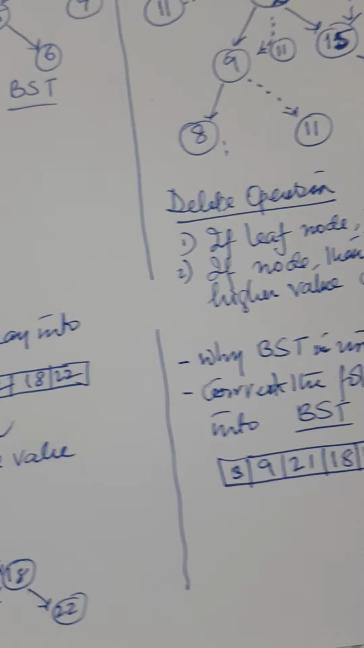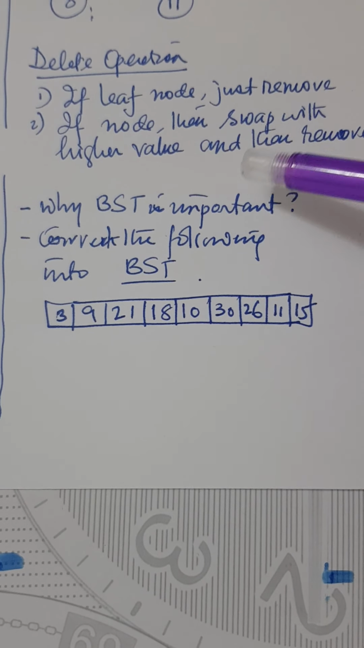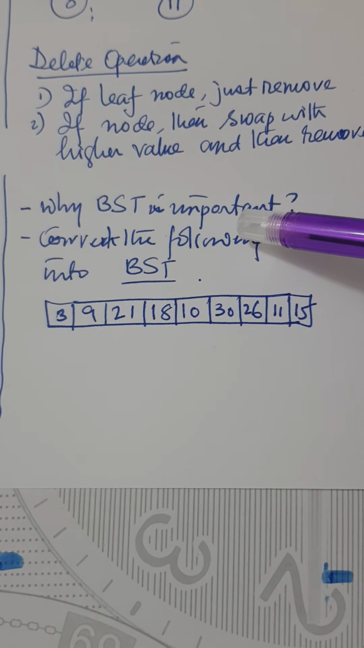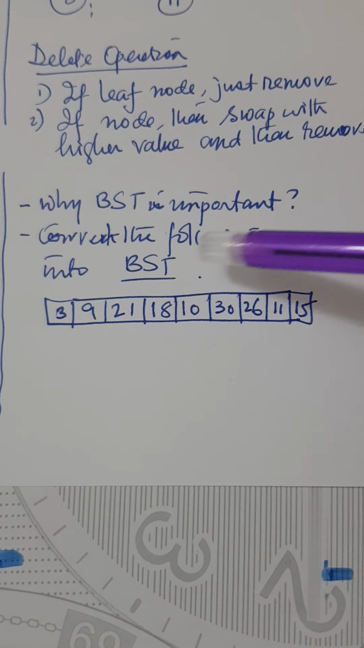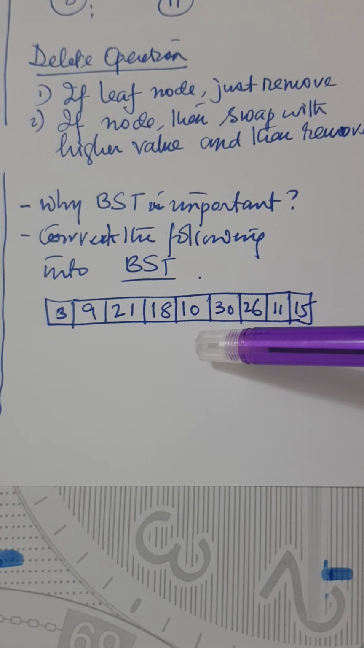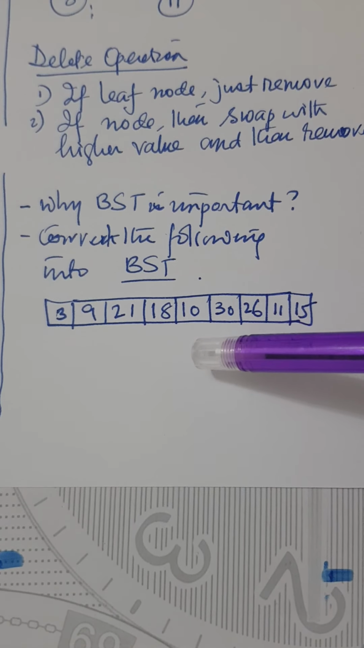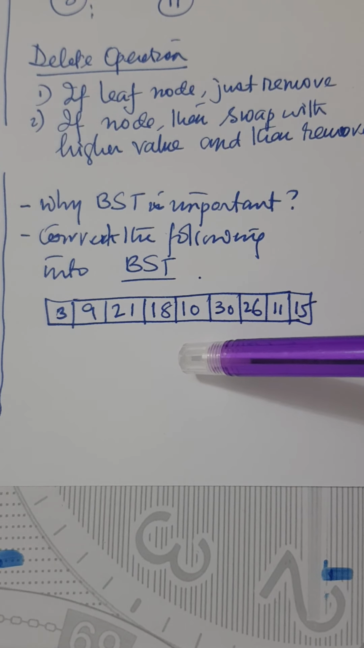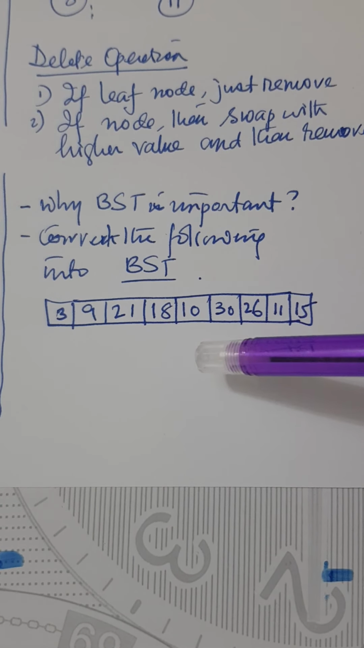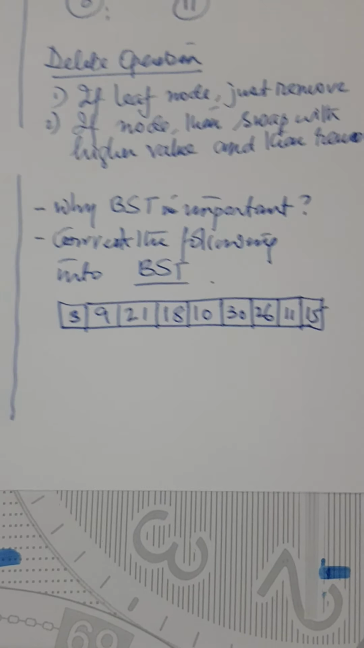My suggestion is that you take a look at some of the exercises. We need to talk about why binary search tree is important and the binary search tree operations, especially insert and delete, and take this as an example exercise for you to convert this array into a binary search tree. You can understand the binary search tree property: the left must be lower than the root and the right must be greater than the root. I hope you take a look at this again.